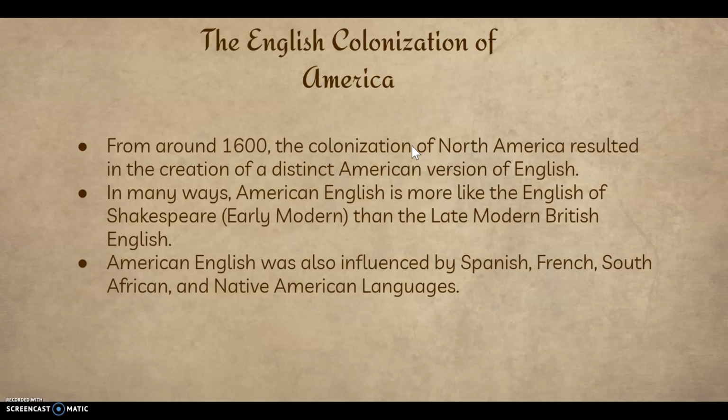But then you also had an influence of South African languages when the American settlers and the Spanish and French traders started bringing in slaves from South Africa. So all those influences helped build the American version. It's kind of a melting pot of multiple different English languages all together into our distinct version of American English today.